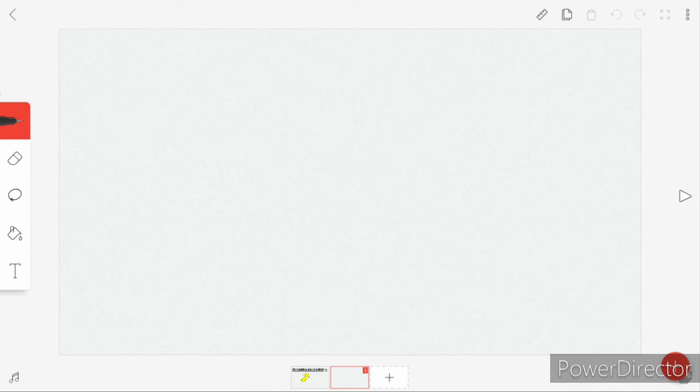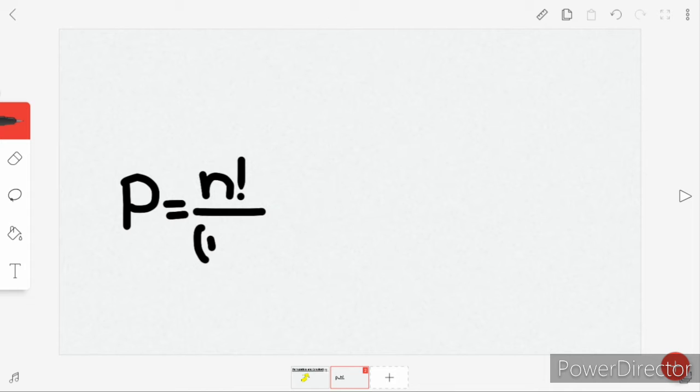Okay, so let's start off with permutations. So the equation for permutations is the number of permutations is equal to n factorial, the total number, divided by n minus r factorial. Okay, so I'll show you a problem and how it's going to be done.